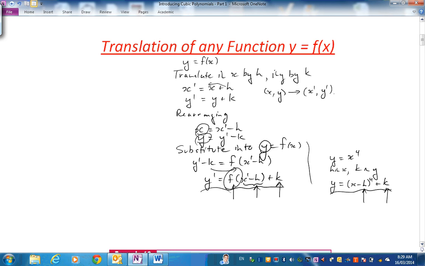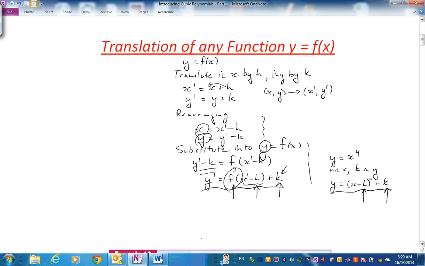And why is it x take? Well, here's the step up here, isn't it? When we rearrange the transformation equations to substitute the old x and y into the original formula, it's x take h and y take k. And then, of course, we move the k across, so that becomes a positive on the other side. Alright, so can you track that through?